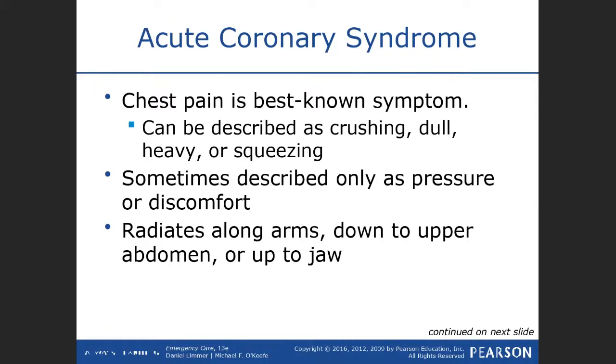Somebody who's elderly, obese, smokes, and has the worst jaw pain of their life, do you think you call the ambulance for a toothache? Don't be so quick to blow it off. Is it a toothache or is it referred pain from an MI? Most of the time, chest pain is the most common symptom, but don't blow off the atypical presentations as well.